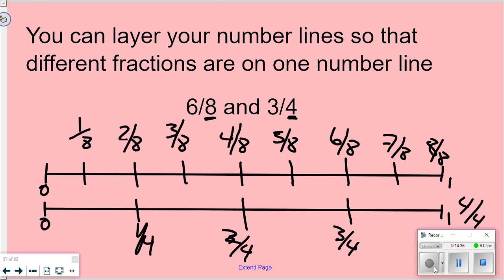What else is an equivalent fraction or pairs of equivalent fractions? Ariana? Yep, Gia already gave us that one. Can you find a different one? 6/8 and 3/4. There's another one. Zach? 8/8 and 4/4. 8/8 and 4/4.